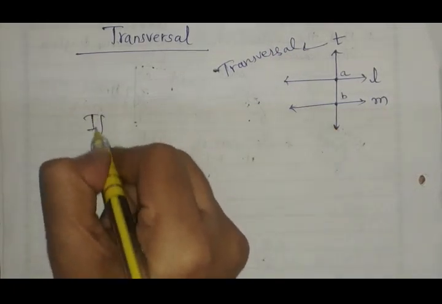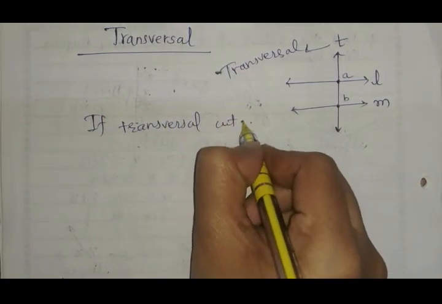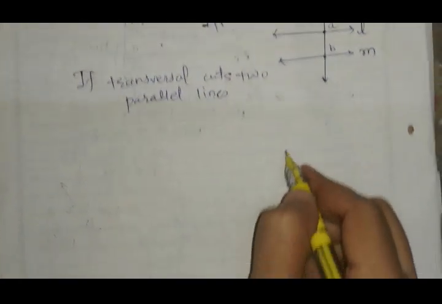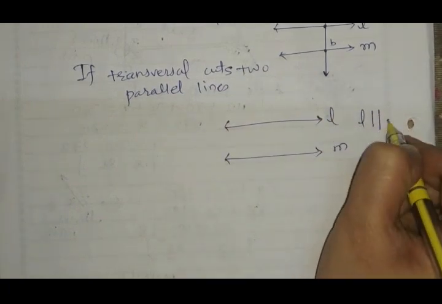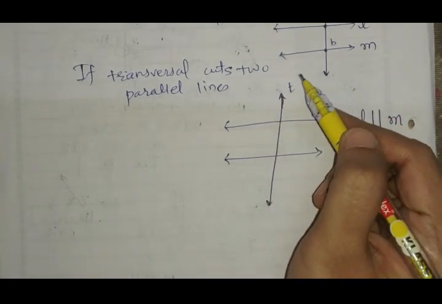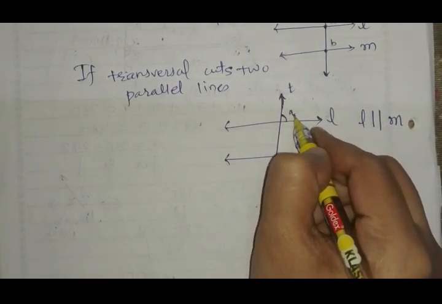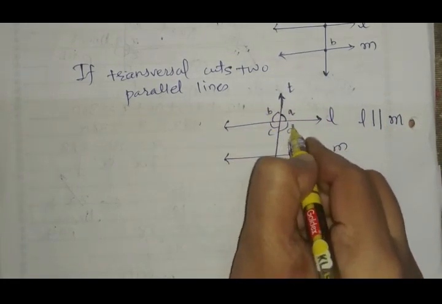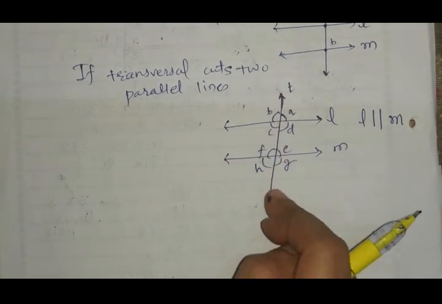And if a transversal cuts two parallel lines, then we are having some special pairs of angles. Suppose we are having two parallel lines L and M. It is given that line L is parallel to line M, and this is one transversal line T. Then we are going to form some pairs of angles, like this angle A, this angle B, this is C, this D, E, F and G and H. So these 8 angles are going to form here.